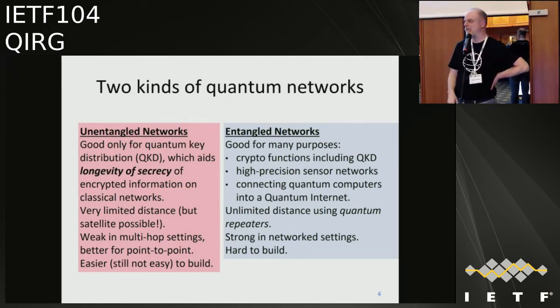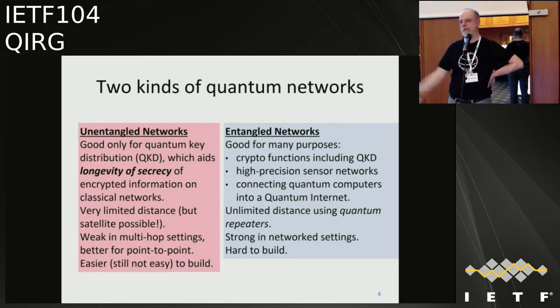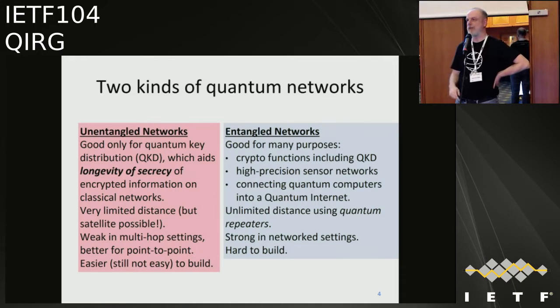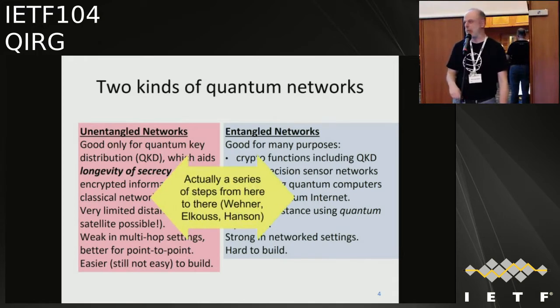At the other end of the spectrum lie entangled networks, good for many different purposes: cryptographic functions, high precision networks, connecting quantum computers into a real quantum internet, and covering long distances and whatnot. And these things are particularly difficult to build, but Tracy and other people are working on that. And in between these two major categories of networks, there's a series of steps defined by Stephanie and her collaborators, and we'll show you just a little bit more about that as we go. Axel Dahlberg from Stephanie's group presented some of this in Bangkok with a really good overview of that.